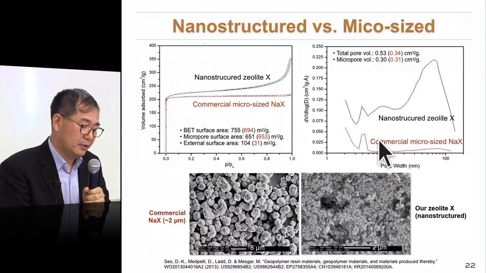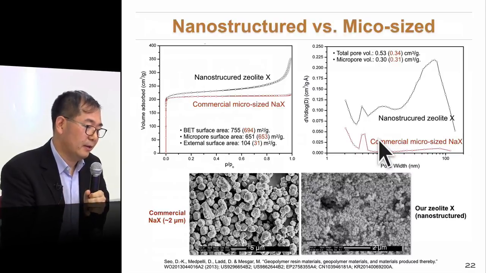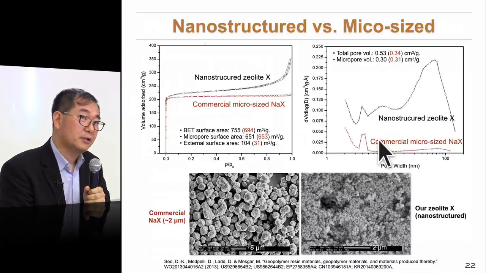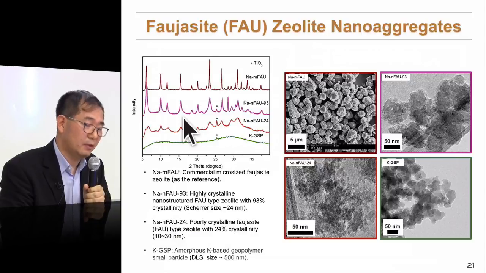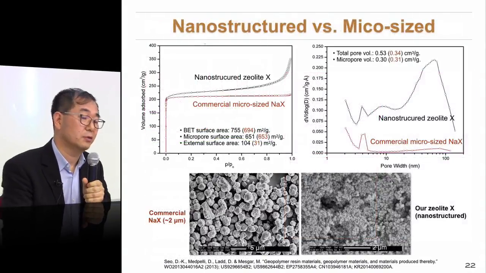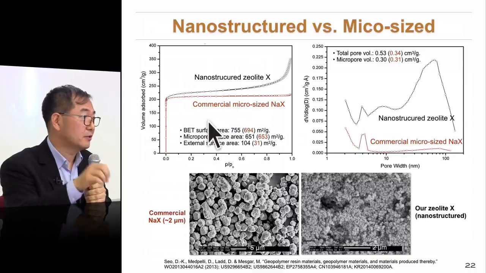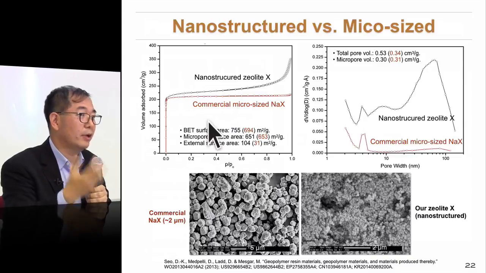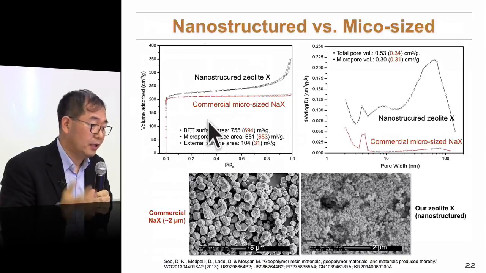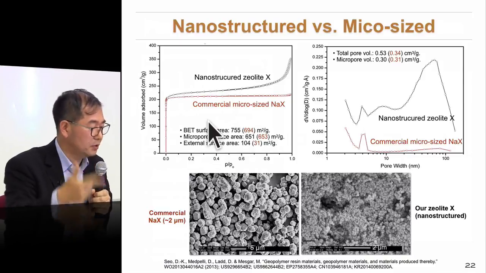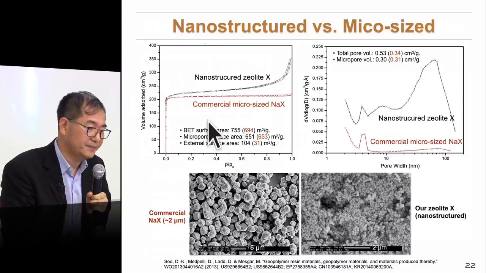Now we move to the zeolite nanoaggregates, or nanostructured zeolites. As I said, the crystallinity of zeolite from this process is relatively poor, but we figured out how to improve the crystallinity to 100%. The idea is simple. We just add vegetable oil at the beginning. The vegetable oil becomes soap, and that reduces the alkalinity during the zeolite formation process, and that improves crystallinity.